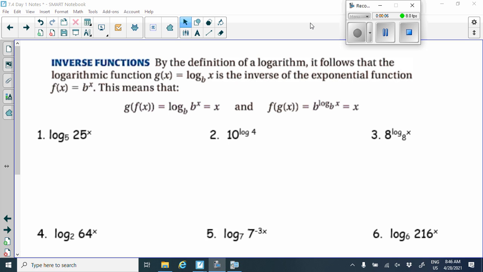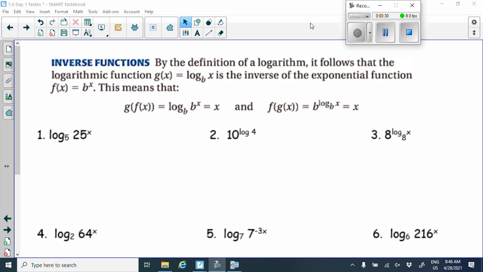Hey guys, so now what we're going to be doing is talking about inverse functions, and we've talked about this already, how if we put them together they can cancel things out. Remember in our last unit we talked about inverse functions. If we did a composition of functions, it would always equal x. With inverse functions, remember they are a reflection of each other over the line y equals x.